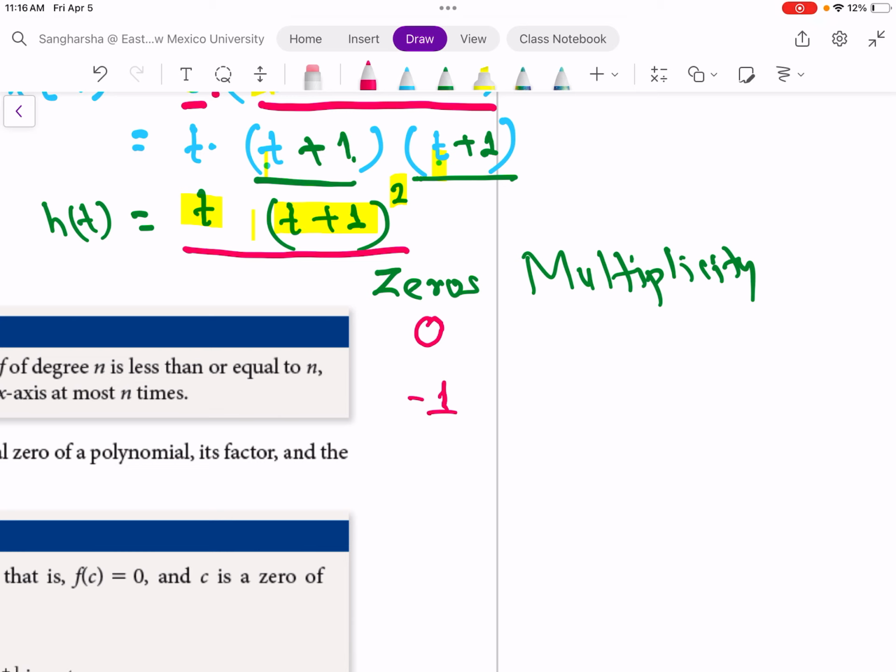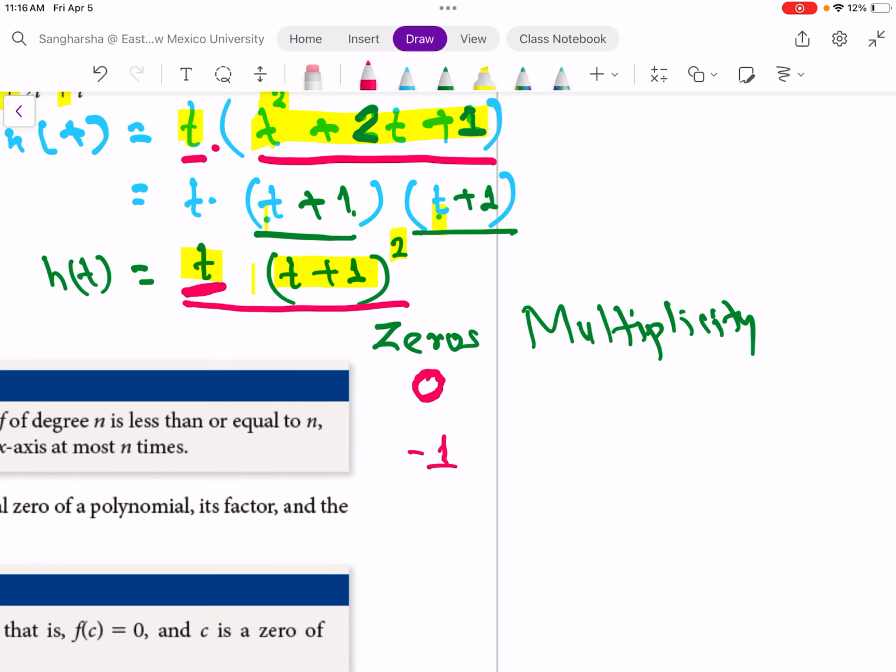These are the x-intercepts. Now, this factor t gives us 0 here. How many times is this factor repeated, or what is the exponent of this factor? 1, right? So it is odd. Odd means the graph crosses at 0 on the x-axis. Okay, now how many times is this t plus 1 factor repeated? 2. So 2 is the multiplicity. It is even. Even means the graph touches the x-axis at negative 1.